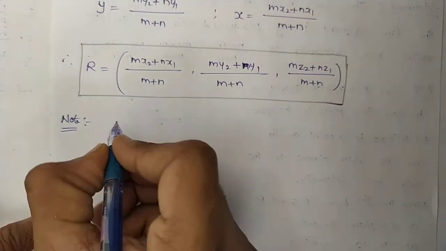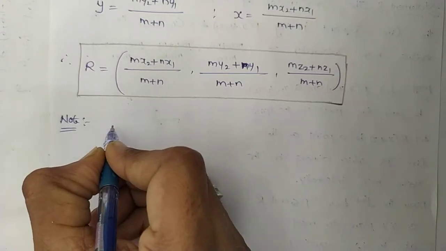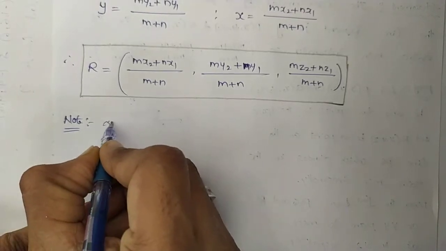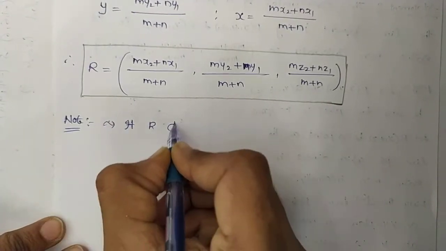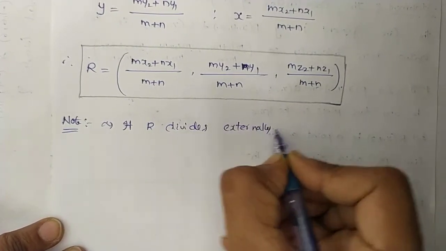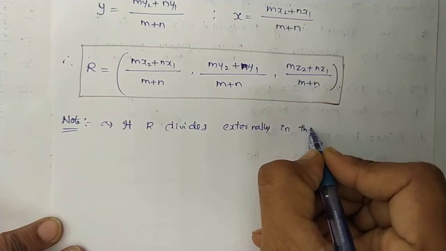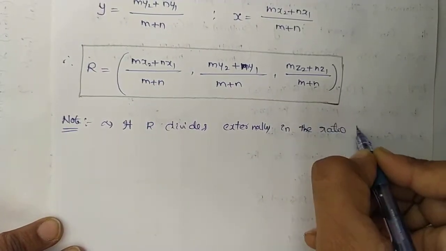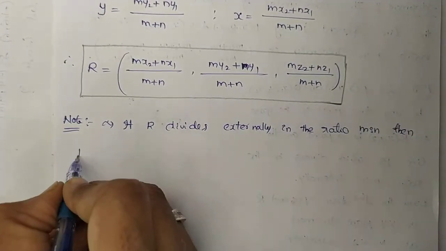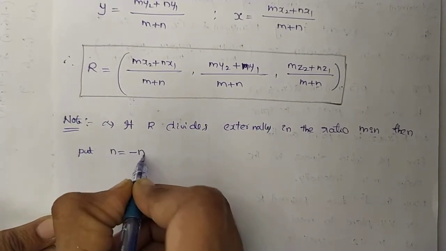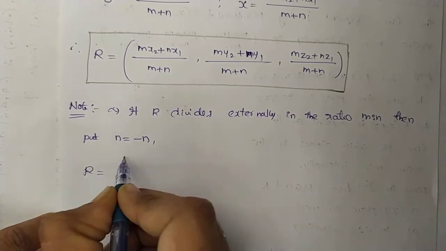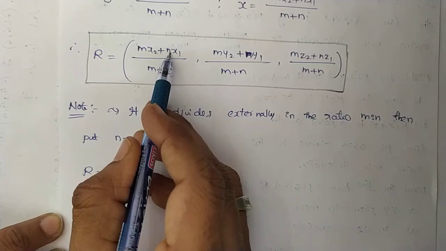What about the external case? The external case will be found by putting n equals minus n. If R divides externally in the ratio m is to n, then you just put n equals minus n, and then we will get the external case. R equals, in place of n, put minus n.